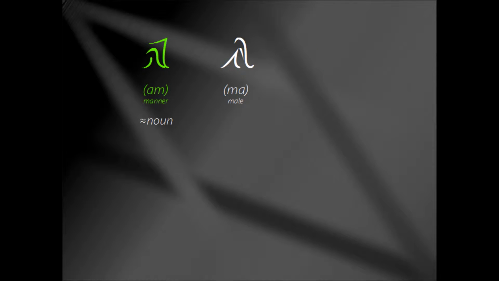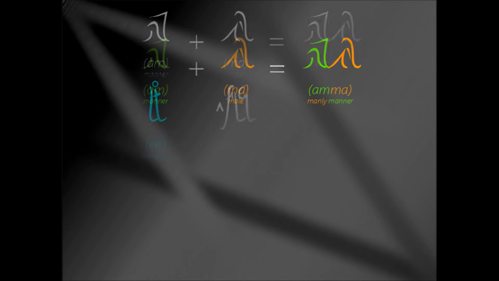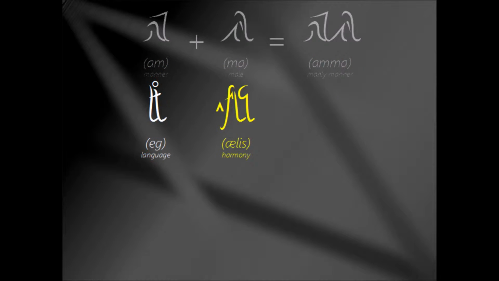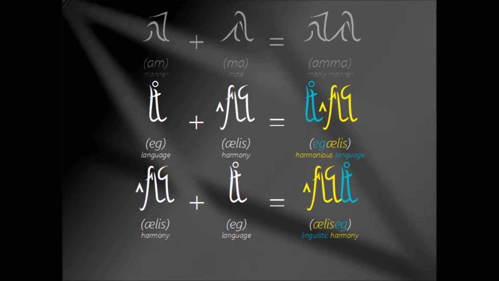The first word will behave like a noun, while the one behind it will assume the role of adjective or potentially adverb. If we combine am for manner with ma for male, we get amma, manly manner. If we combine egai, meaning language or communication, with lis, which means harmony, the combination gives us egailis, harmonious language. If we switch the position of the root words, we get lisegai, which means linguistic harmony, or simply poetry.